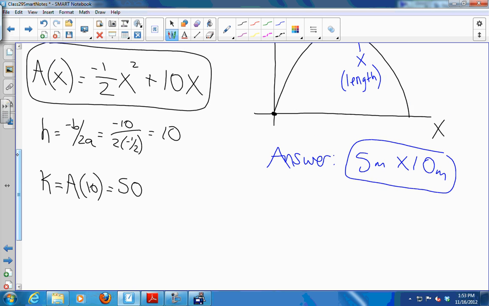All right, Audrey was asking, sort of as an aside, totally separate from what we were doing up here, what if I wanted to change this function into standard form? Negative 1/2 x squared plus 10x.